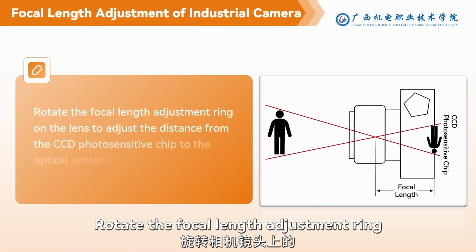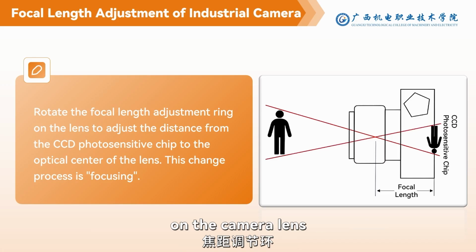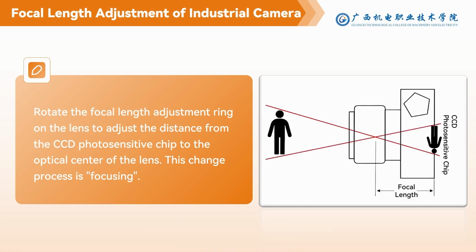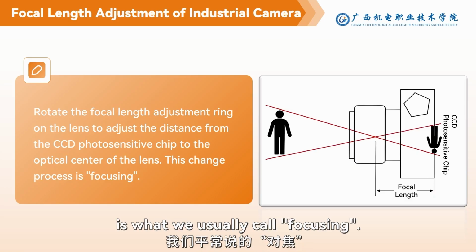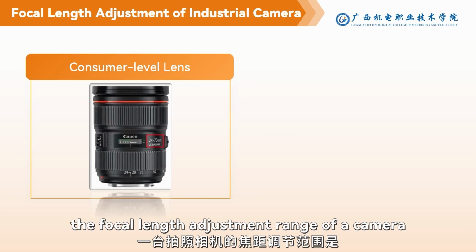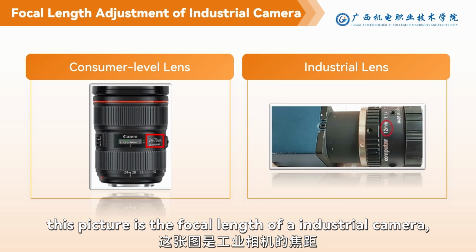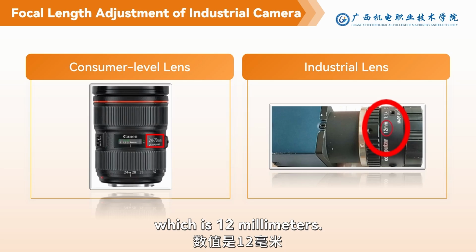Rotate the focal length adjustment ring on the camera lens to adjust the focal length. This process of change is what we usually call focusing. As shown in the figure, the focal length adjustment range of this camera is 24 to 70 millimeters. Next, this picture shows the focal length of an industrial camera, which is 12 millimeters.